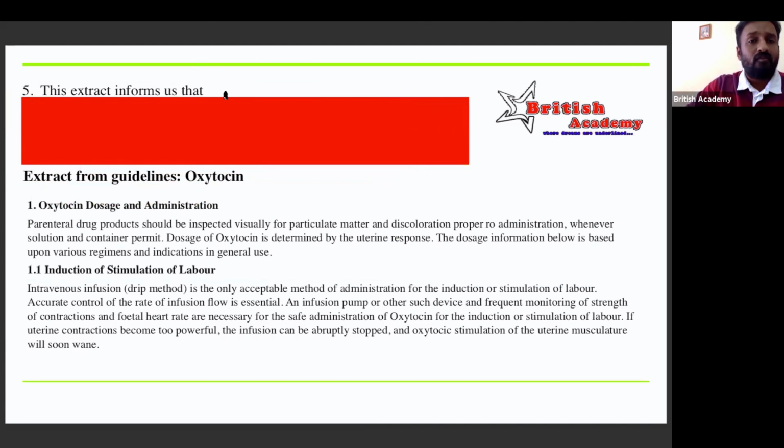This extract informs us that... Now, it is talking about oxytocin. We know that. Read it quick. I'll give you 30 seconds. Then we begin.